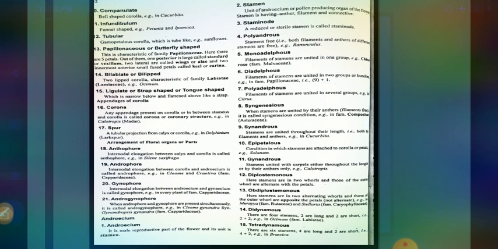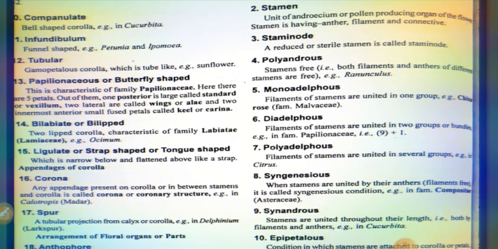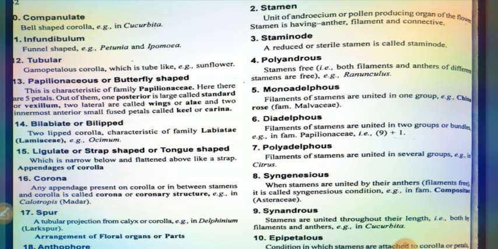The bell-shaped corolla is generally known as the campanulate type, and it is mostly seen in the Cucurbitaceae family, for example in Cucurbita. Then comes the infundibuliform. This is funnel-shaped, that's why it is known as infundibuliform, and examples are Petunia and Ipomoea.